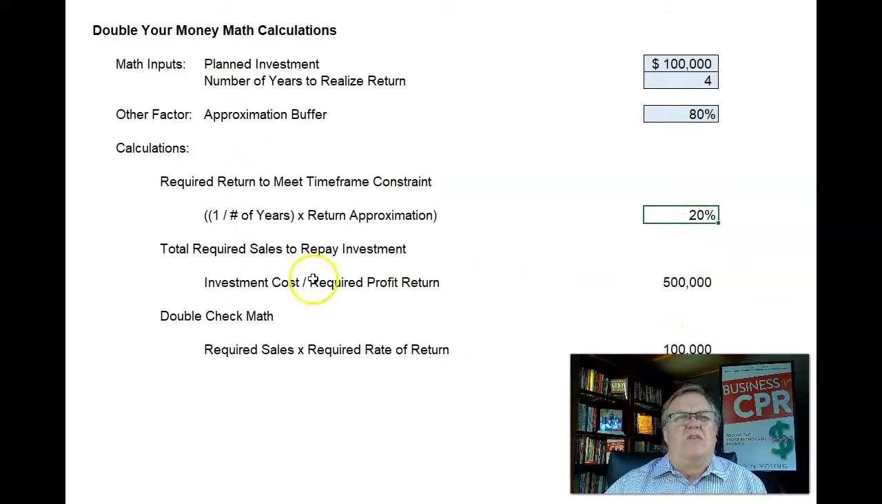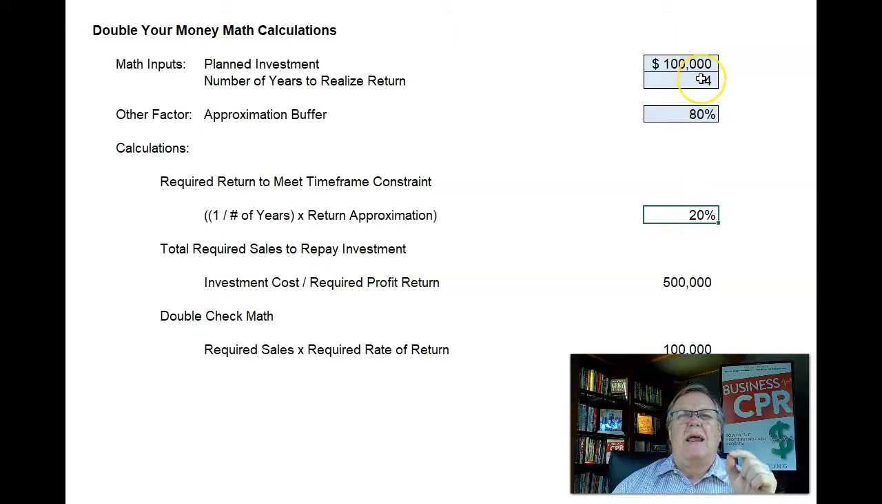Next, you then divide the investment amount by this return rate. That gives you your $500,000. You double check your math, and that's this $500,000 times 20%. That's $100,000. So that's what it's going to take you to earn back this investment. It's going to take you a 20% return against $500,000 in sales. That's how simple this double your money math is.